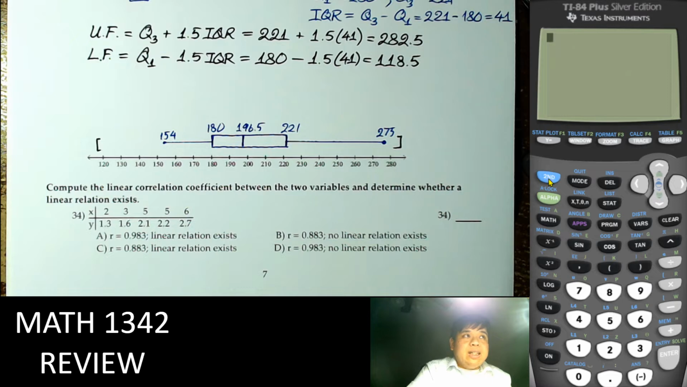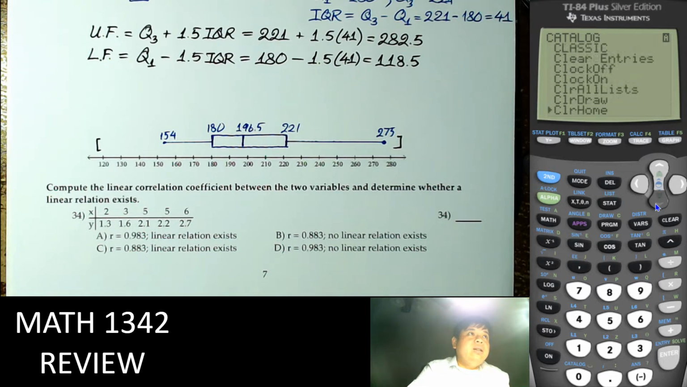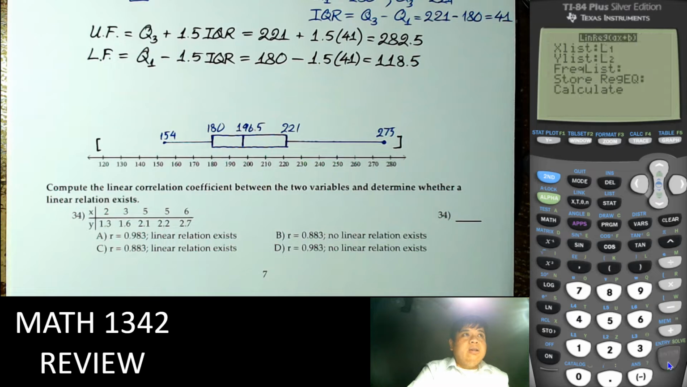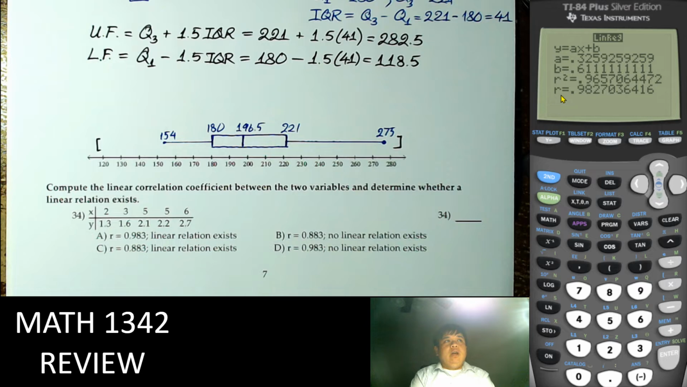So second, catalog, all the way down until you see diagnostic. Diagnostics on, hit enter. Now do that again: stat, calculate, linear regression. Yeah, we have r is 0.9827.